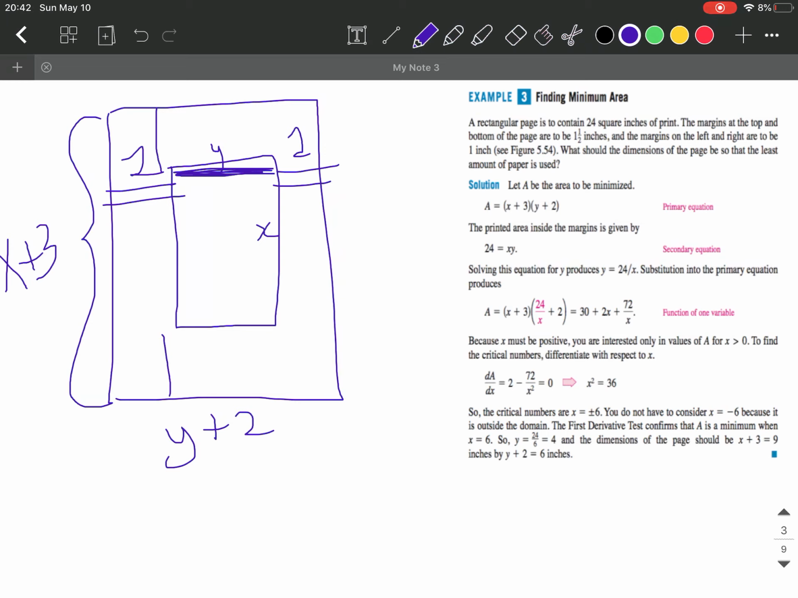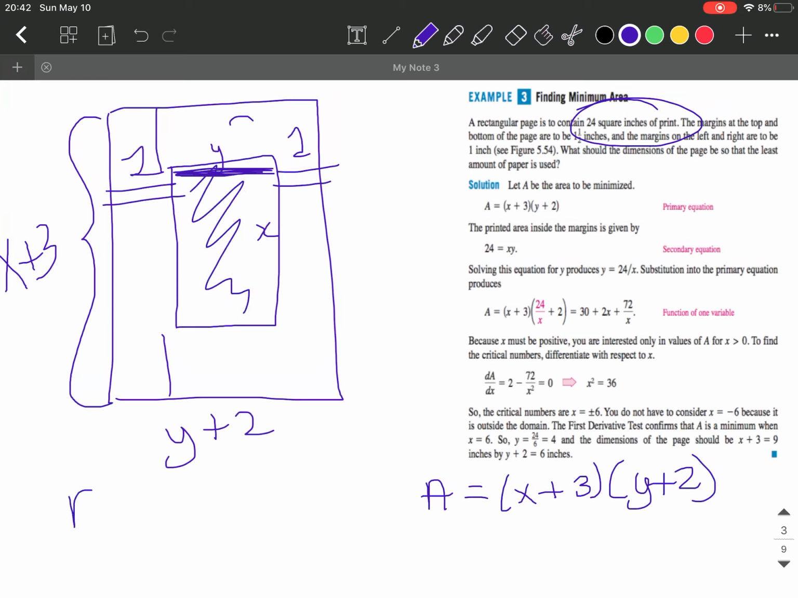So now you can find the equation you're going to be using for the area of the page. So the area is X plus 3 times Y plus 2. We have an issue here because we have two variables on the right side. So there has to be an additional relationship. There it is: the area of print, which is just the center part over here, X times Y, is equal to 24 square inches. So I have my relationship.